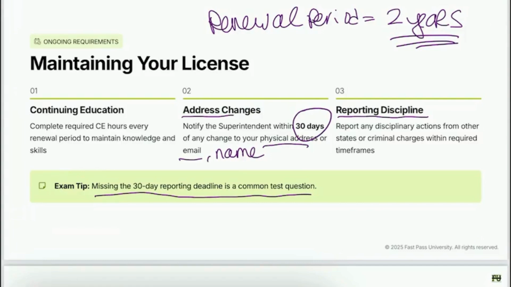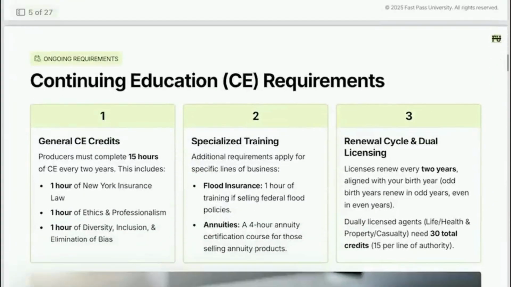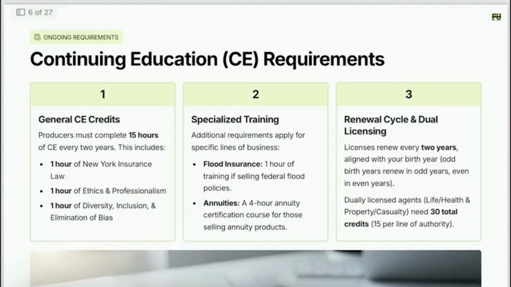Okay, continuing education requirements. All right, so producers must complete 15 hours of CE every 2 years, and that is for single lines, okay? Most people are taking dual licenses. Normally, you're taking life and health together or property and casualty together. So that would be 30 hours, and that is for dual lines.